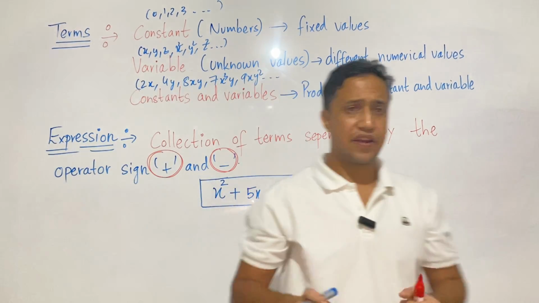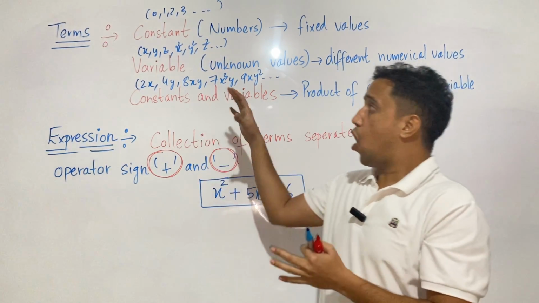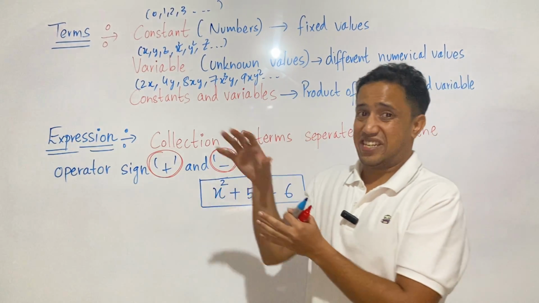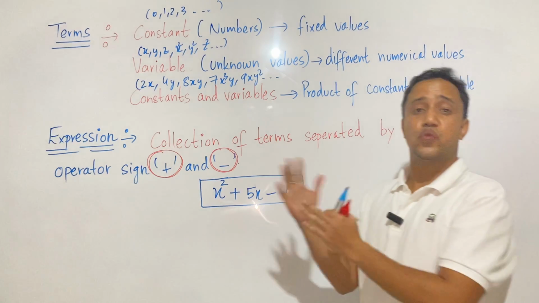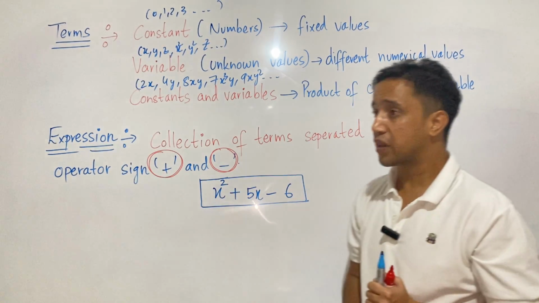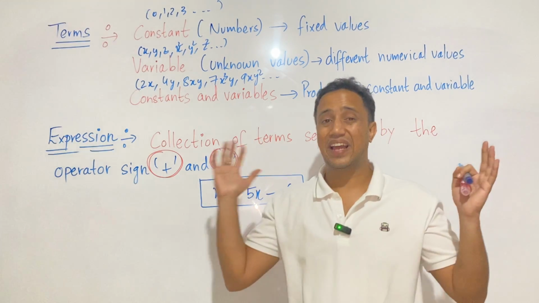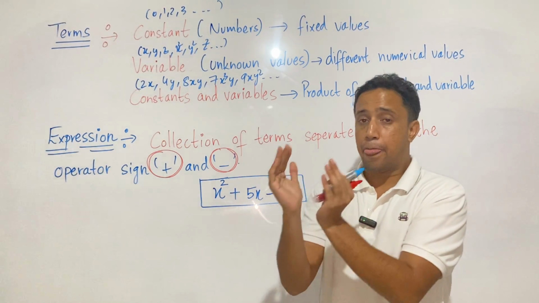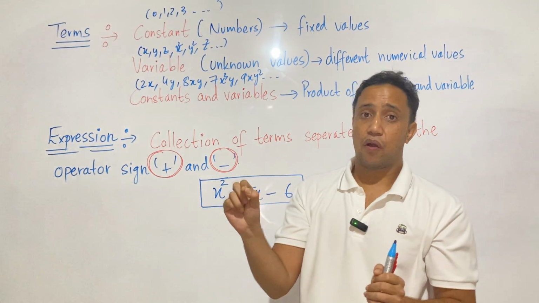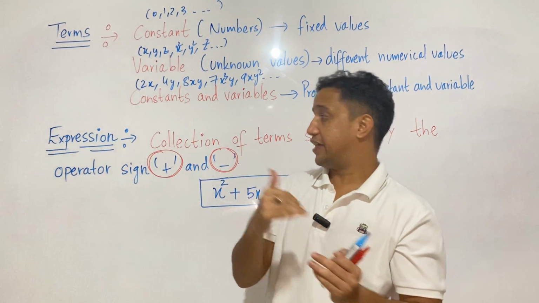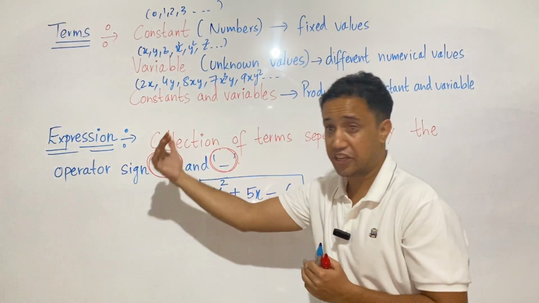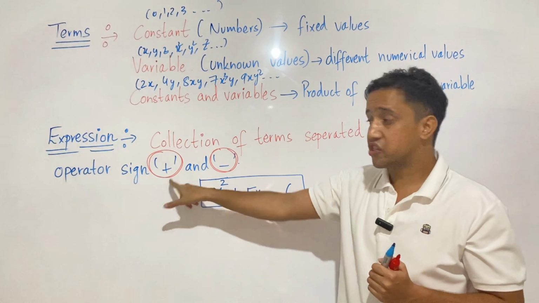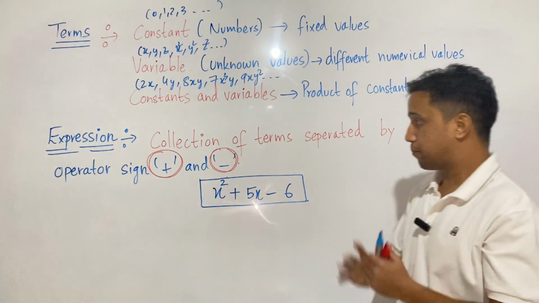Now, see here, when we arrange all these terms to build the expression, we put operator signs in between the terms. So to understand this, let's talk about expression first. Expression means collecting terms and separating them by placing a positive or negative sign in between. So the definition of expression says: collection of terms separated by the operator sign plus or minus.